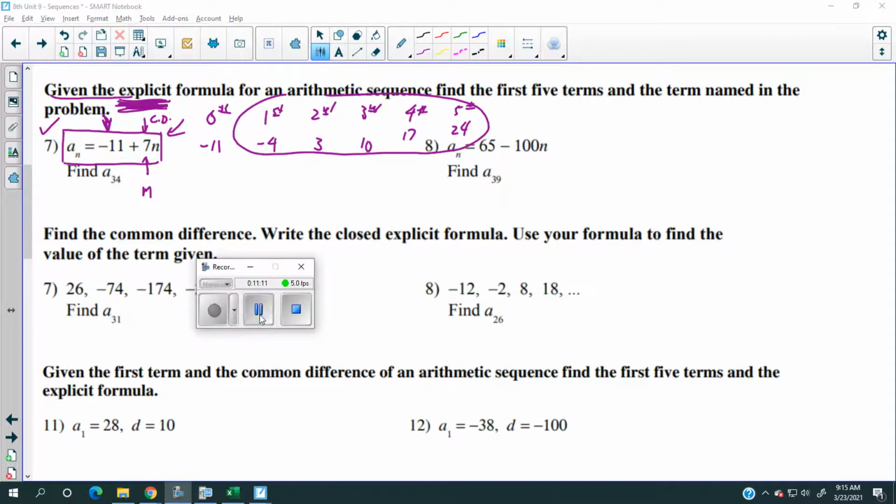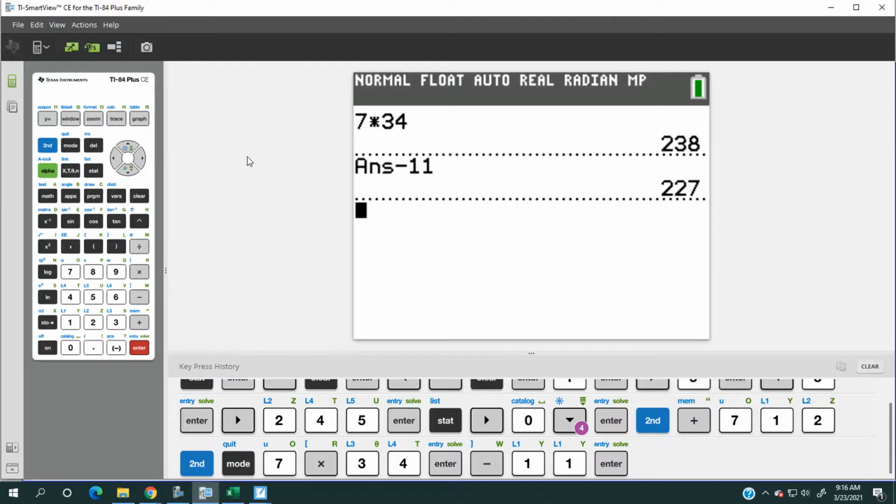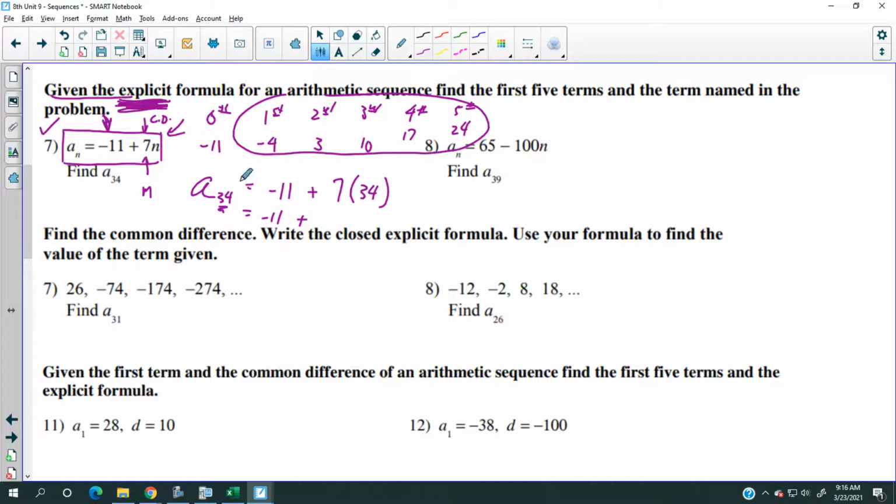Now, here they want to know what the 34th term is. And so how do we find that? Easy. They want to know a to the 34th term. We'll just use the equation that they just gave us. So it'll be -11 plus 7 times what? N, the 34th term. Let me double check. 7 times 34 minus 11 is 227.